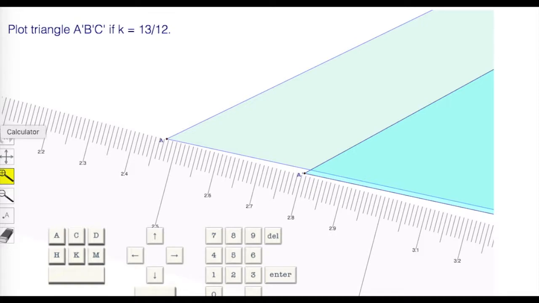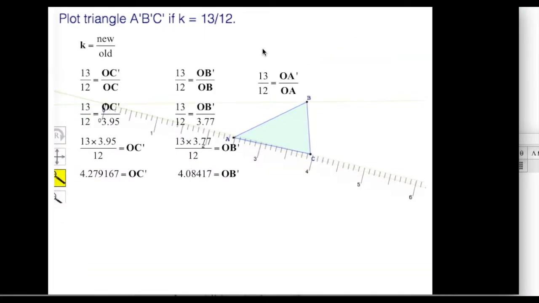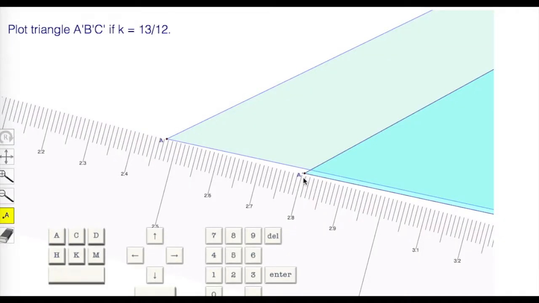2.475, let's say. 2.475. Ratio of similarity is 13/12, which is new over old. I'm looking to find out where to plot my A prime. The new is going to be O to A prime over O to A. We measured O to A as being 2.475. 13/12 is O to A prime over 2.475. I'm going to cross multiply my 2.475 times the 13, and then I'm going to divide by 12, and that will give us 2.68125. 2.68. Let's go and plot that.